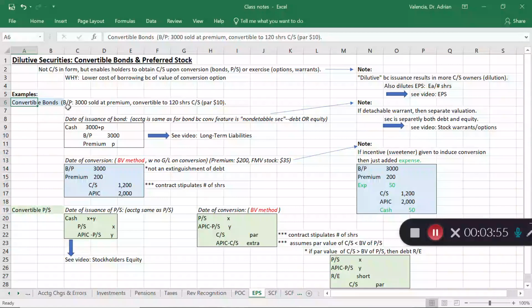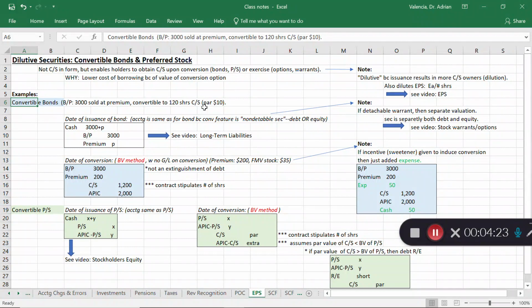Assume that you have a bond payable that has a par value of $3,000 and was sold at a premium. And let's not worry about what the premium was. I understand that it was sold at a premium. Now that bond has a convertible feature which allows us to convert it to 100 shares of common stock for that company. And the shares have a par value of $10.